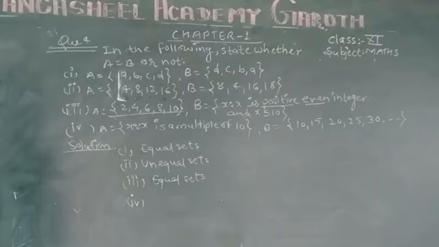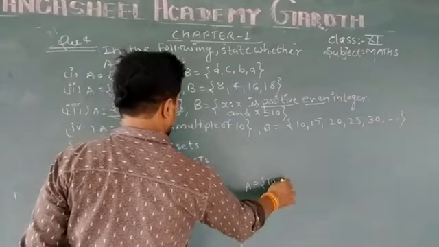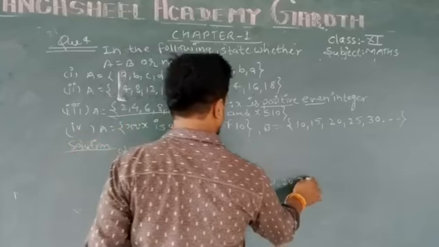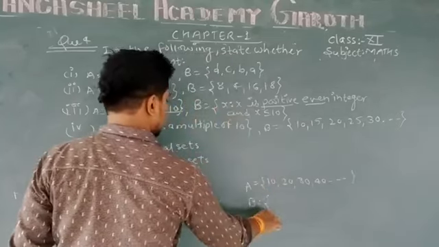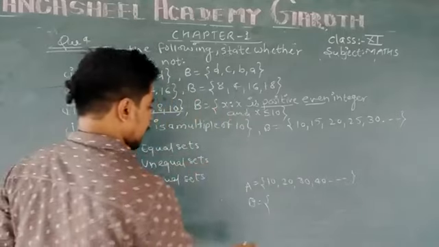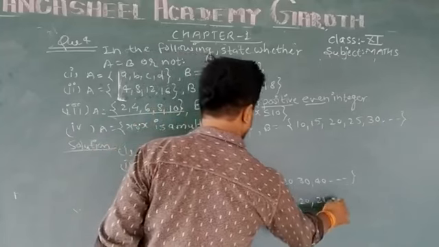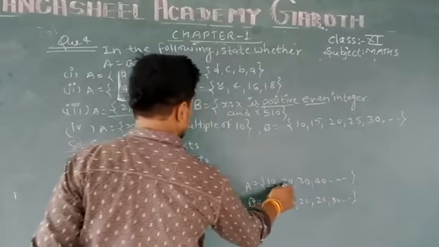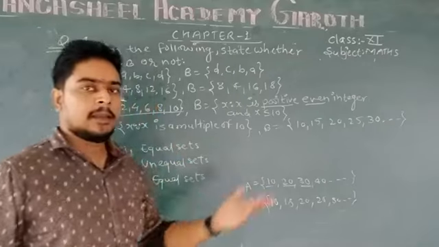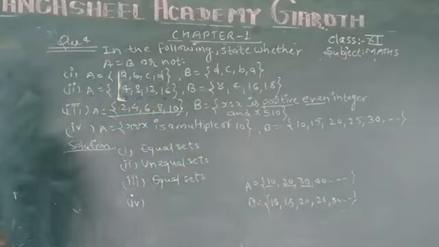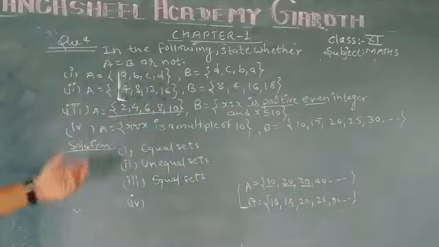for X is such that X is a multiple of 10, it means it is representing 10, 20, 30, 40 and so on. Whereas the set B contains 10, 15, 20, 25, 30. Why does the first set contain 10, 20? Because it is the multiple of 10, it means the table of 10.